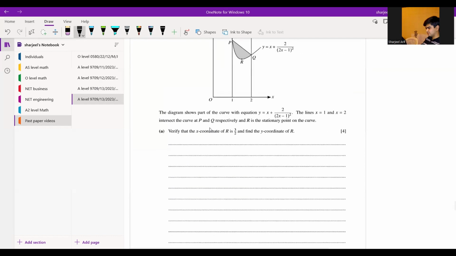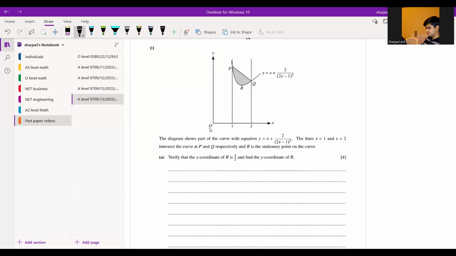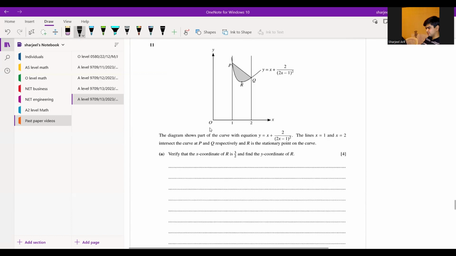For question number 11, we have y equals x plus 2 over (2x minus 1) squared. Now we have to find the x coordinate of capital R, which is verified as 3 by 2, and we have to find the y coordinate of R. The lines intersect with the curve at x equal to 1 and x equal to 2.